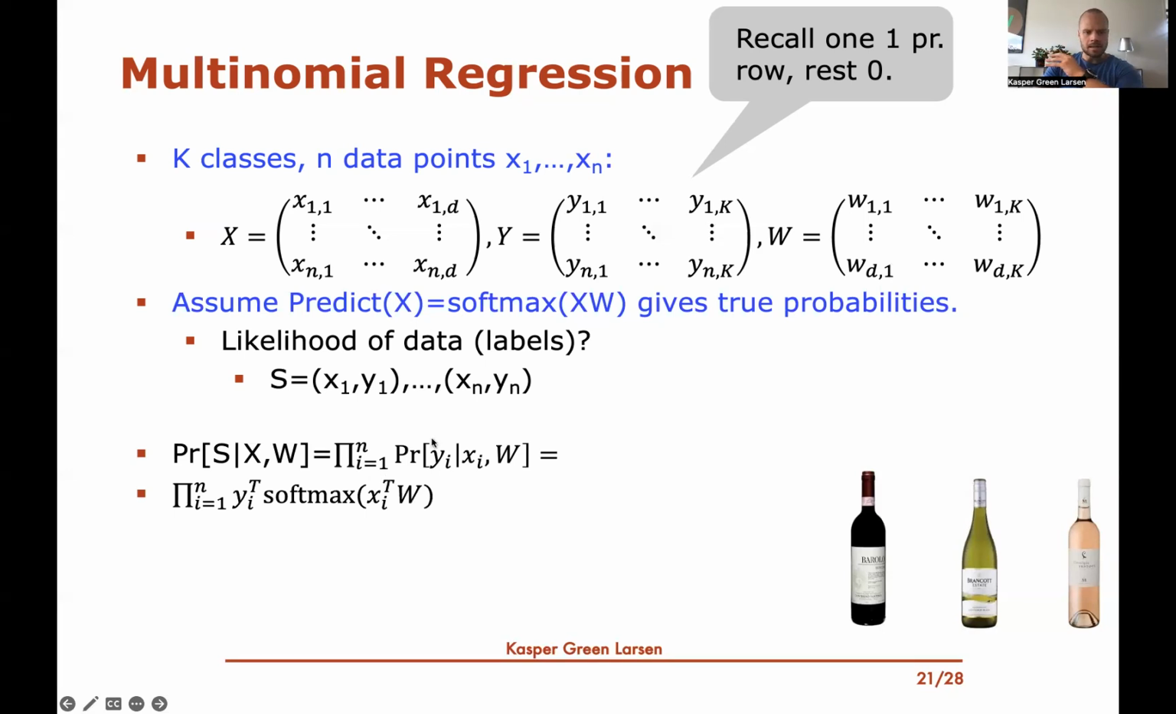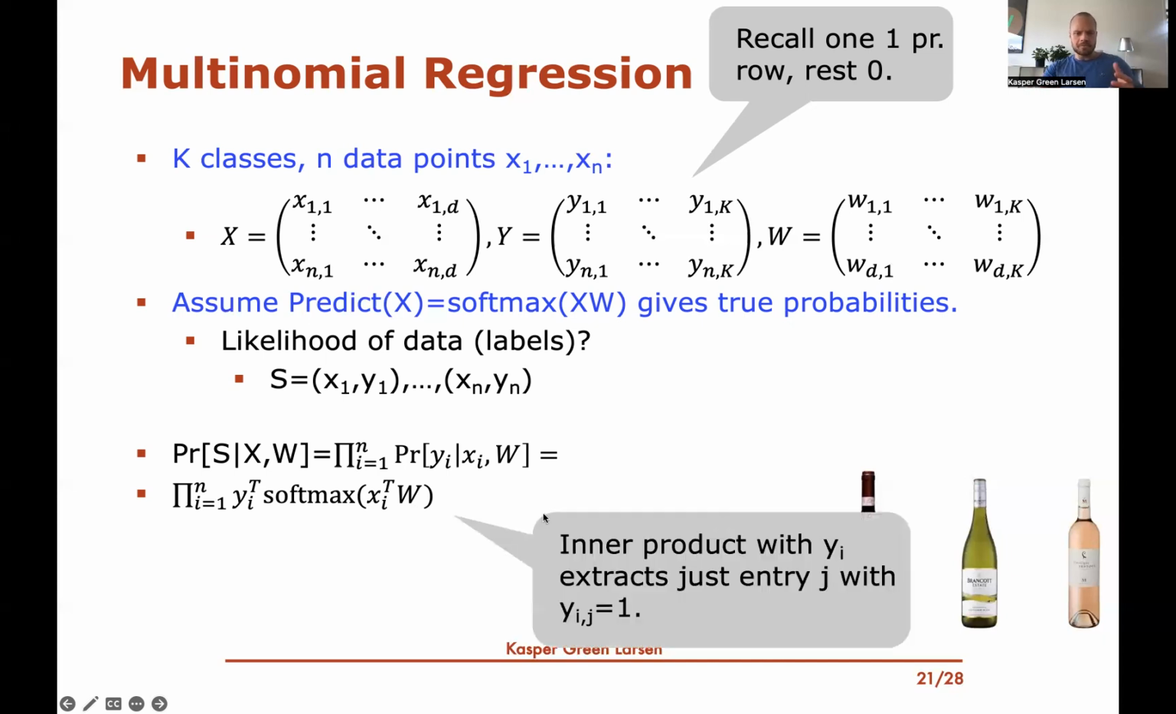I claim that this expression is nothing more than taking the label vector yi. Recall that each of the labels yi is now a vector with K entries, one for each of the classes. My claim is that I should take this vector and compute its inner product with the softmax function applied to xi transpose W. Although it's not an inner product anymore, because W is a full matrix, it's the softmax applied to xi transpose W. Let's see why that's the case.